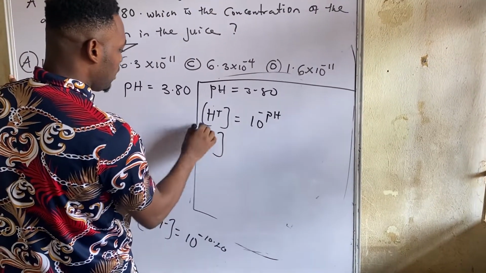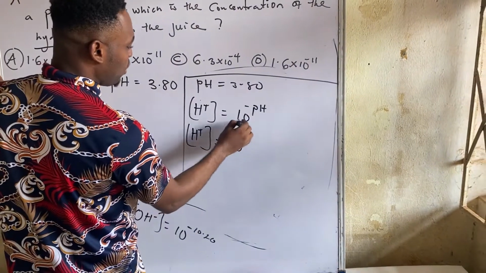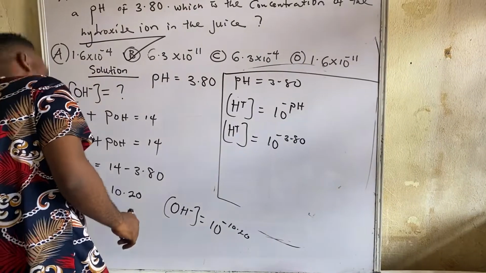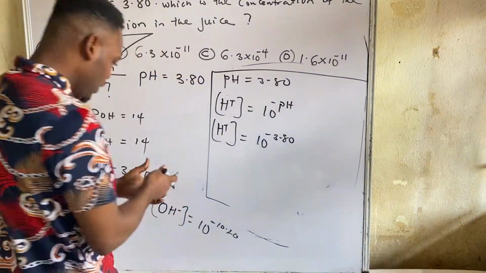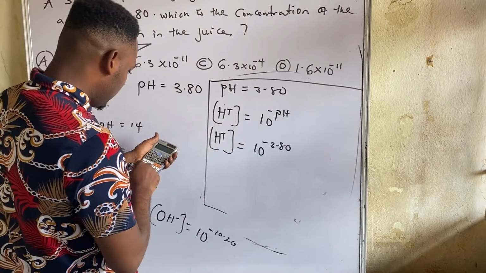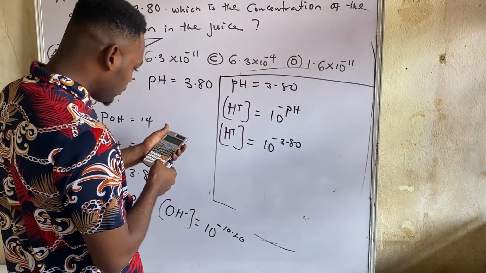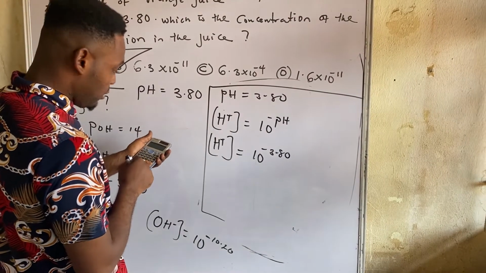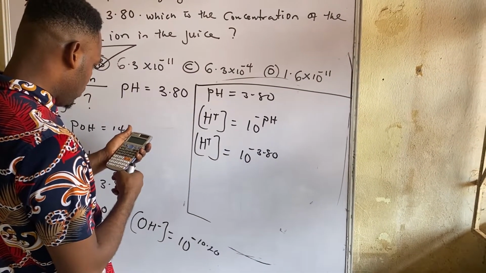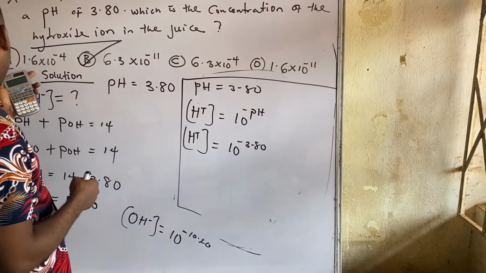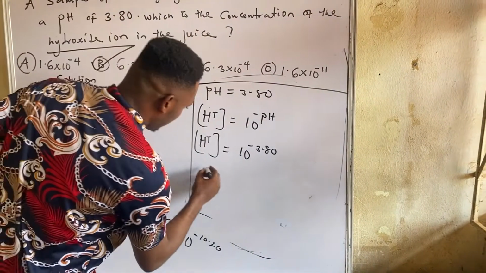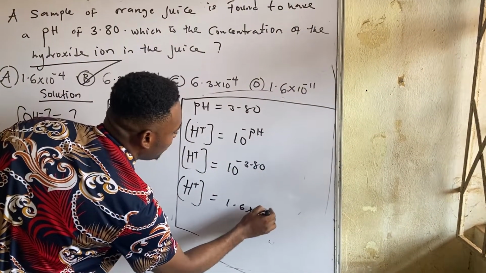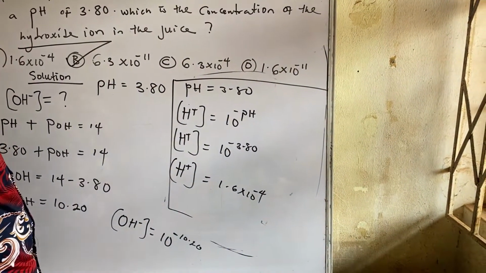So H plus, what will it be? 10 raised to the power minus 3.80. Of course, I said you are going to have this value. Let's check that once again to confirm. So if you do that, 10 to the power of minus 3.80, I will get, of course, 1.6. That's it. So H plus concentration will be equal to 1.6 times 10 to the power minus 4. So this is all we will get.